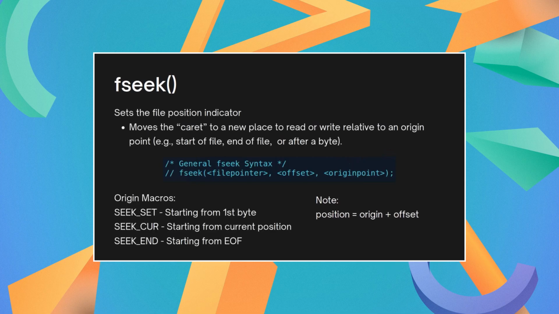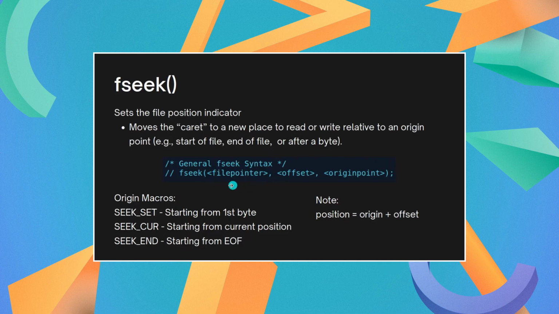Now, if you want to manually set your position in the file, you can use fseek. It sets the file position indicator, or the caret, quote unquote, to a new place to read or write relative to the origin point. So if you want to move somewhere in the file, you have to indicate where you're starting from. If you want to start from the end of the file, from the beginning, from zero, or if you want to start right after a new byte is written. And you can do that with fseek and this syntax.